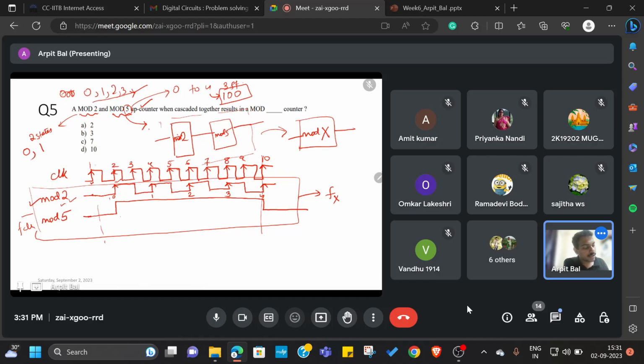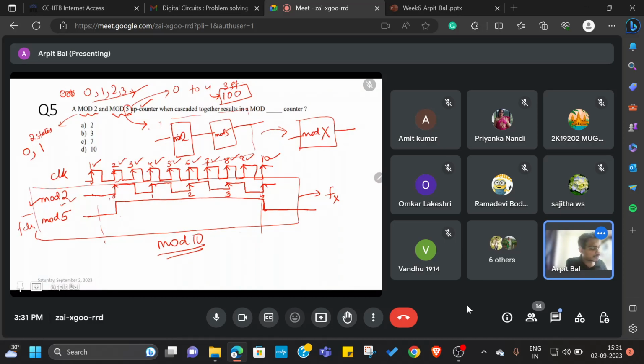Okay, so you can observe that it is taking 10 clock cycles, 1, 2, 3, 4, 5, 6, 7, 8, 9, 10, and then after that it is changing its state, right? So this is actually a mod 10 counter, correct, that it is counting 10 pulses.